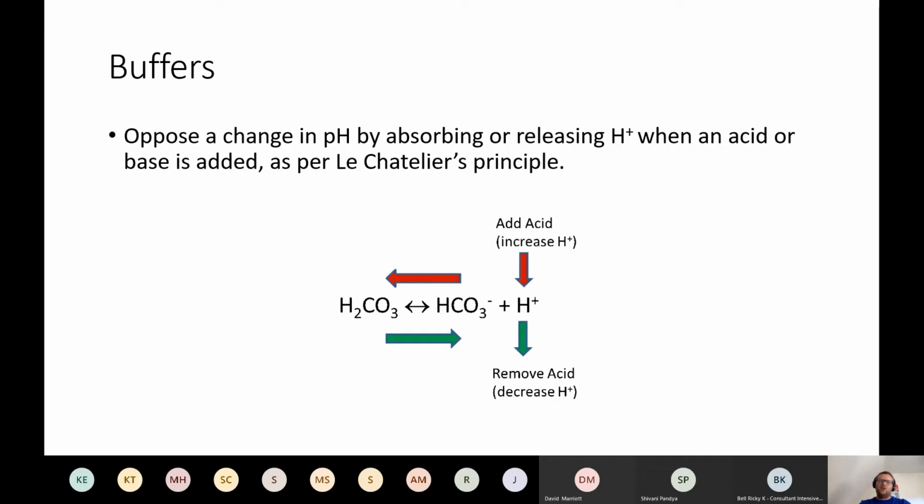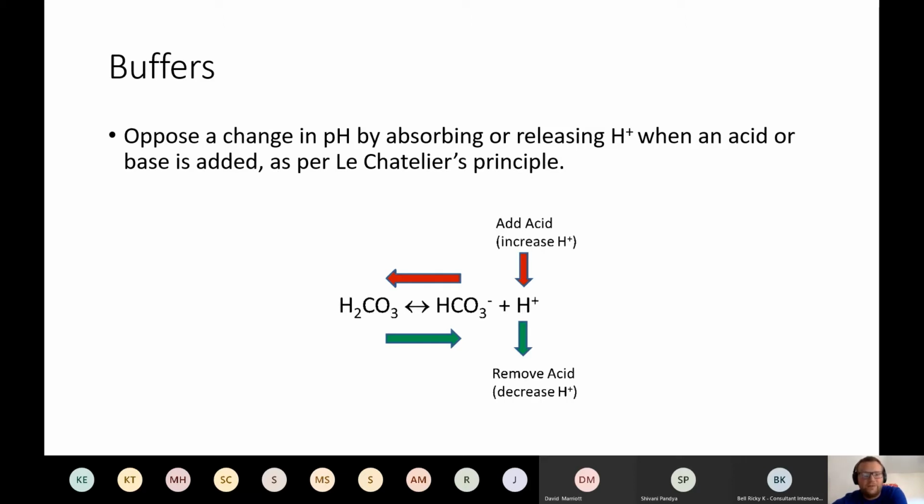So buffers oppose a change in pH by absorbing or releasing hydrogen ions when an acid or a base is added, as per Le Chatelier's principle. So we go back to this equation of carbonic acid and bicarbonate, and we see that if we increase the amount of acid on the right-hand side of the equation, the system wants to counteract this change in pH, and it moves the reaction to the left-hand side.